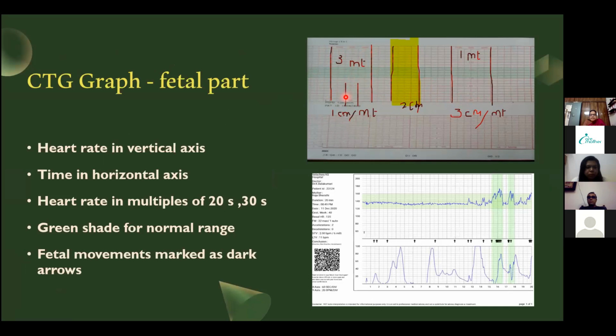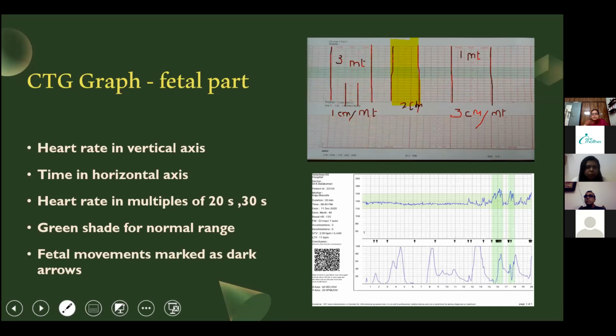When it is 1 centimeter per minute, these very small divisions you see will be 30 seconds. When it is set at 2 centimeter per minute, the smaller division will be 20 seconds. When it is set at 3 centimeter per minute, each small division will be 10 seconds. This is 10, 20, 30, 40, 50, 60, so that is 1 minute. So before interpretation, you should always look at the speed at which it is set. It will usually be printed on the machine.